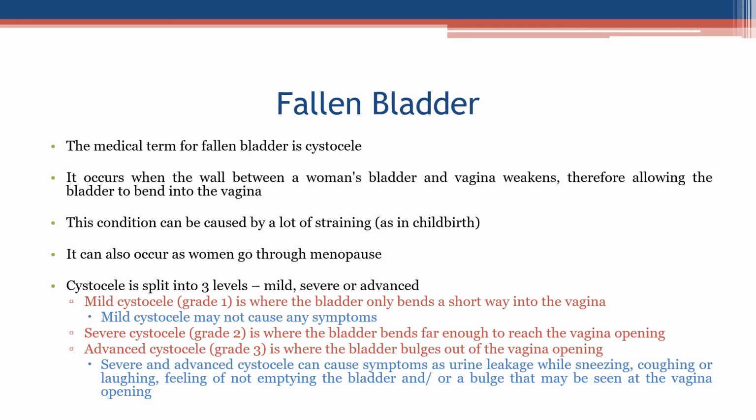Mild cystocele, grade 1, is where the bladder only bends a short way into the vagina. A mild cystocele may not cause any symptoms. Severe cystocele, grade 2, is where the bladder bends far enough to reach the vagina opening. Advanced cystocele, grade 3, is where the bladder bulges out of the vagina opening. Severe and advanced cystocele can cause symptoms such as urine leakage while sneezing, coughing, or laughing, feeling of not emptying the bladder, and/or a bulge that may be seen at the vagina opening.